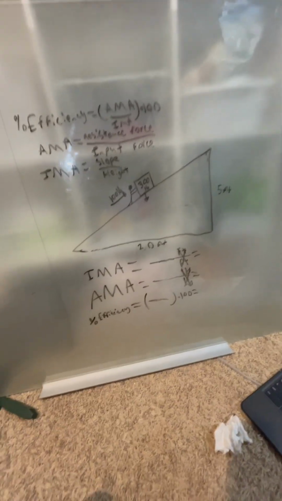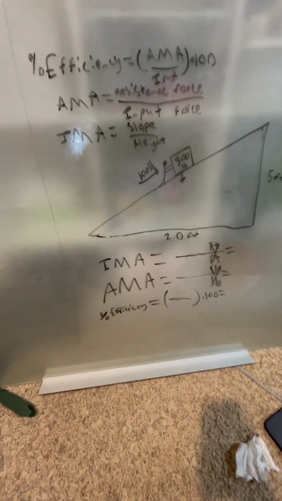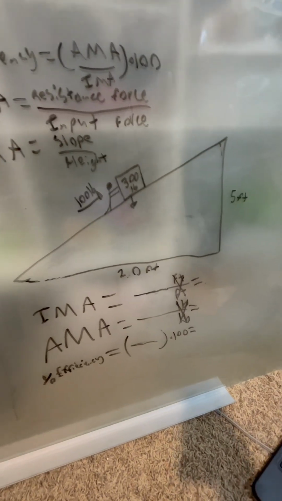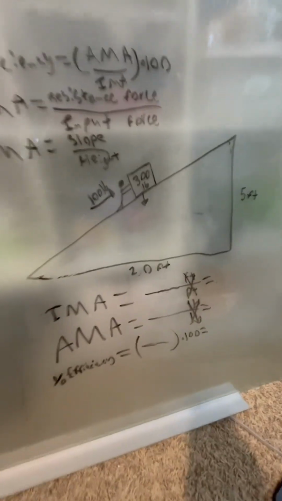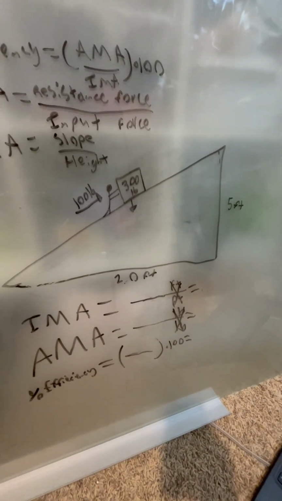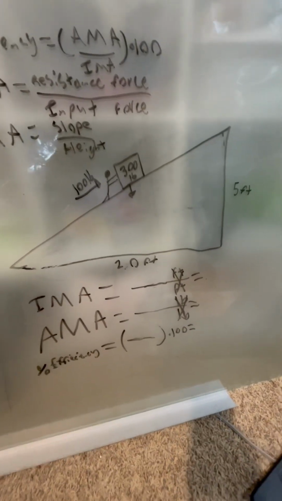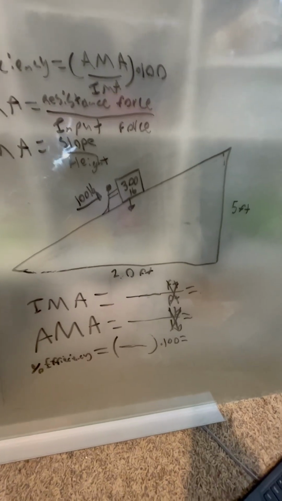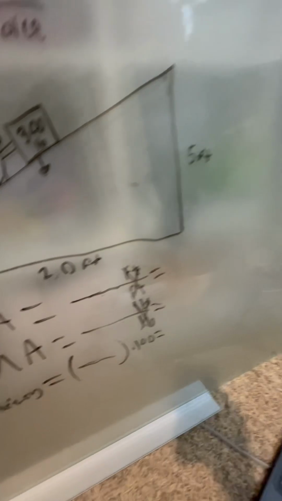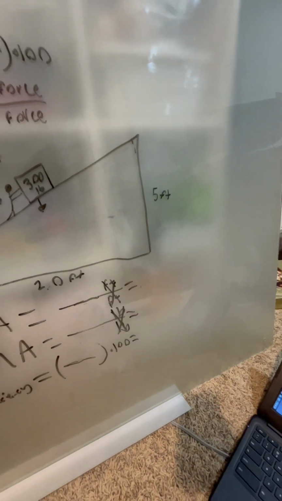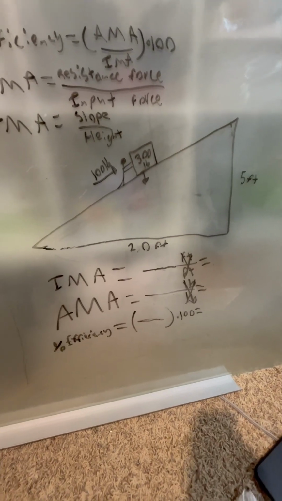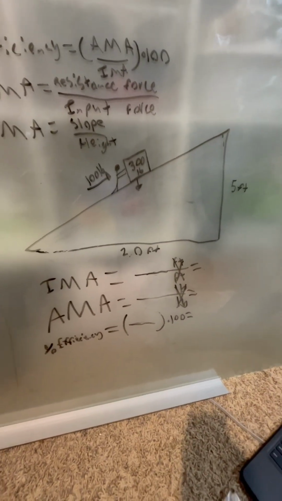Now we are going to practice solving for efficiency. I've given you all of the formulas you'll need, and here is the diagram. We have a guy who's using 100 pounds of effort to push a 300-pound box up a ramp. The ramp is 20 feet long by 5 feet tall. I'll give you guys a couple of seconds to plug all of that in and solve for IMA and AMA.